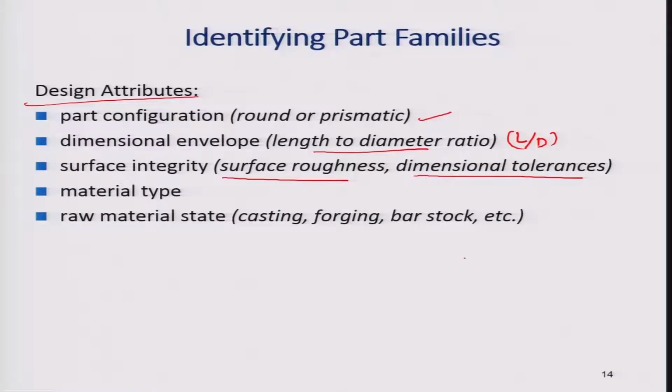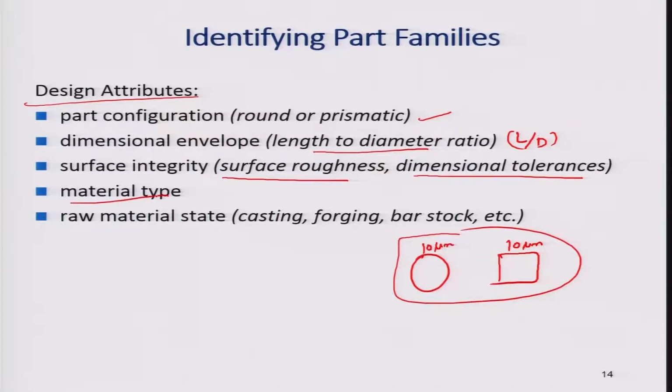Suppose that we have one ball and one square, and each has a surface roughness of 10 micron. So we can club both parts in one group on the basis of surface roughness. Material type: suppose this is made of steel. Again, it is made of steel, so the shape is different but the material is the same, so we can club both in one family. Raw material state depends on how you are planning to make a family of different parts. Okay, the other design attributes.